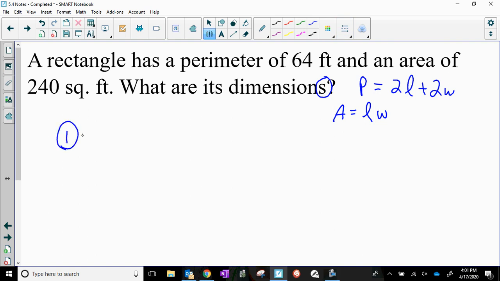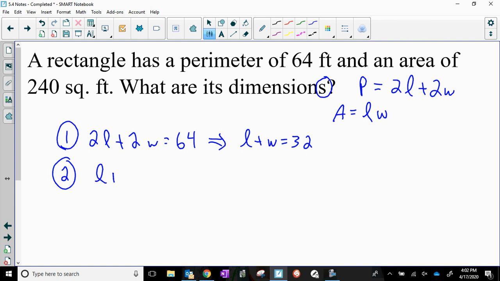So our first equation, the perimeter, 2 length plus 2 width is 64. Now I can make it easier to work with by putting what we call true standard form, writing equation lines. That's going way back to like the first week of class. I can divide every term by 2 to make the calculations a little bit easier. And then my second one would be length times width equals 240.